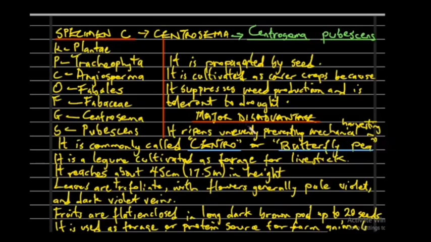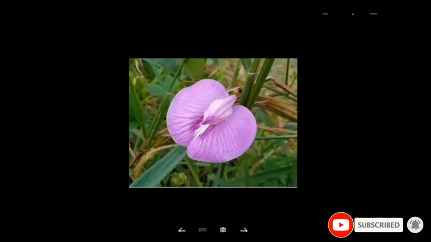But one major disadvantage of this particular plant is that it ripens unevenly. You find out that they do not mature at a regular pace, and since they mature at different rates, it prevents mechanical harvesting. So harvesting has to be done manually. And this is what the plant that we're talking about looks like. You can see this is what Centrosema pubescens looks like.